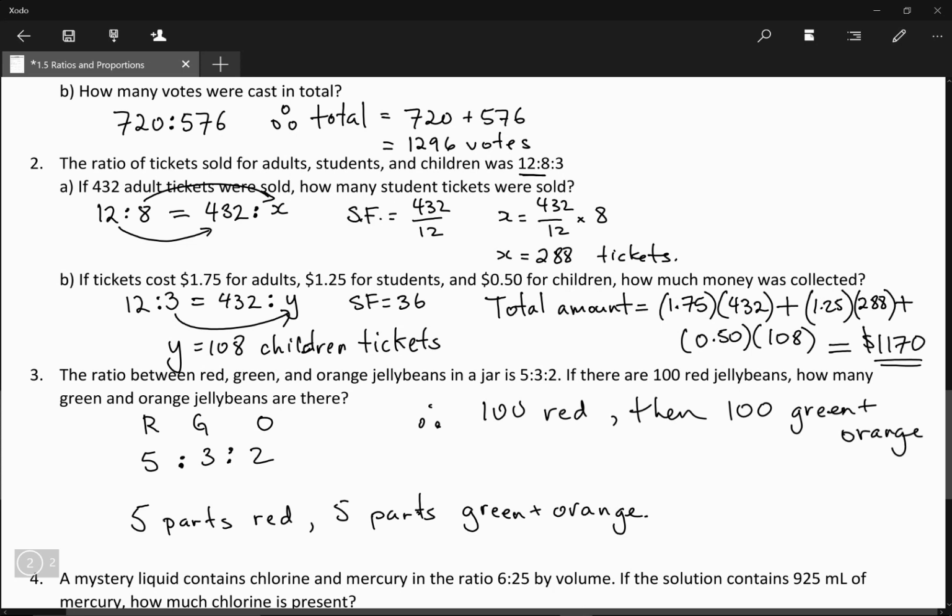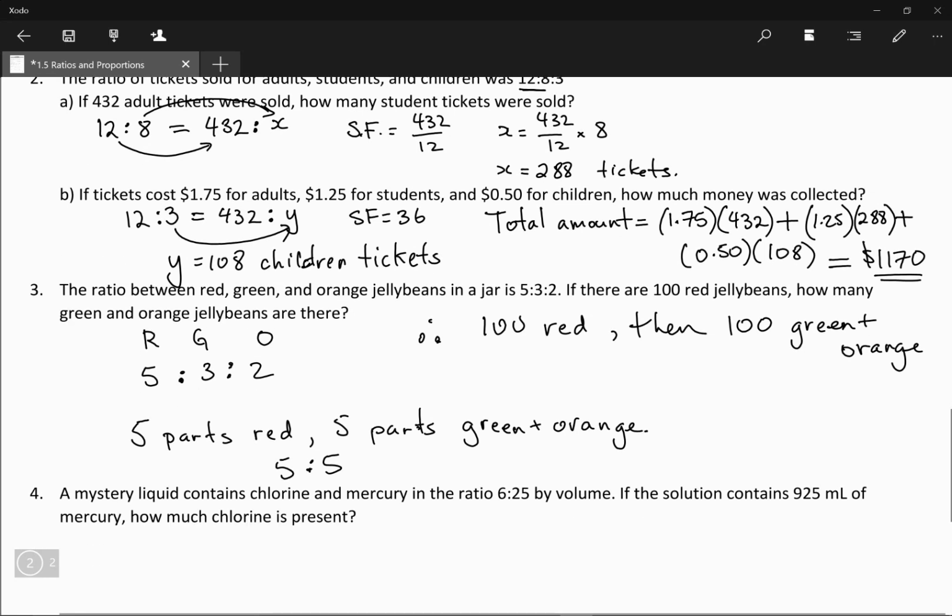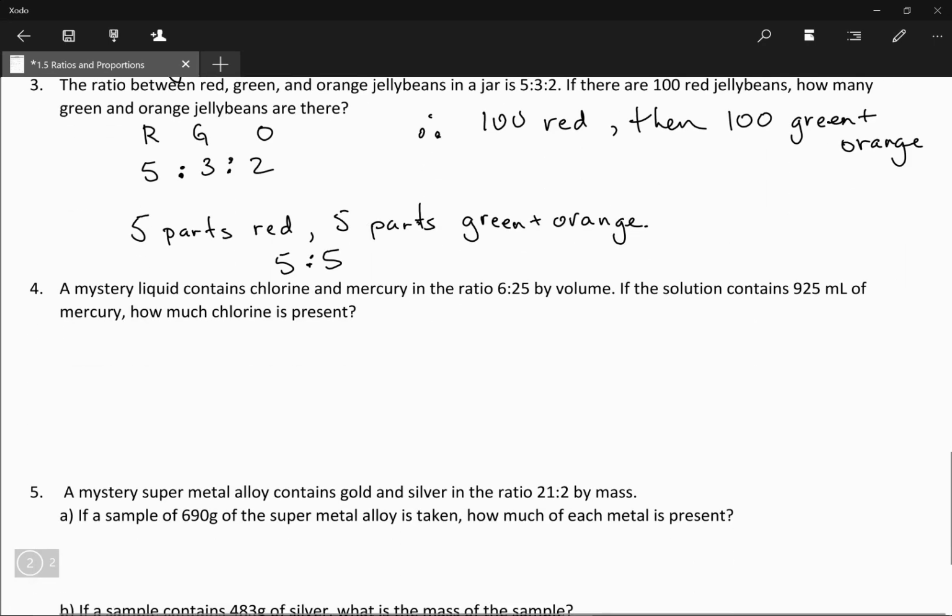Okay, because the ratio is 5 red to 5 green plus orange. So if it's 100 red, then it's 100 green plus orange. Okay, let's look at number 4. A mystery liquid contains chlorine and mercury in the ratio of 6 to 25 by volume. If the solution contains 925 milliliters of mercury, how much chlorine is present?